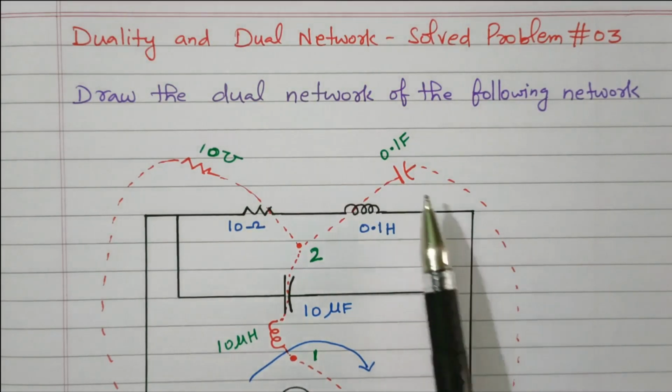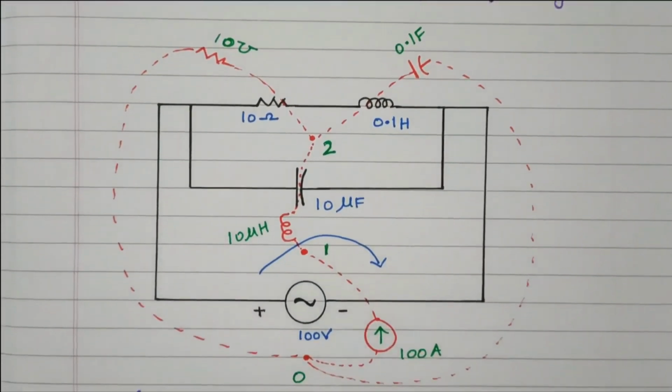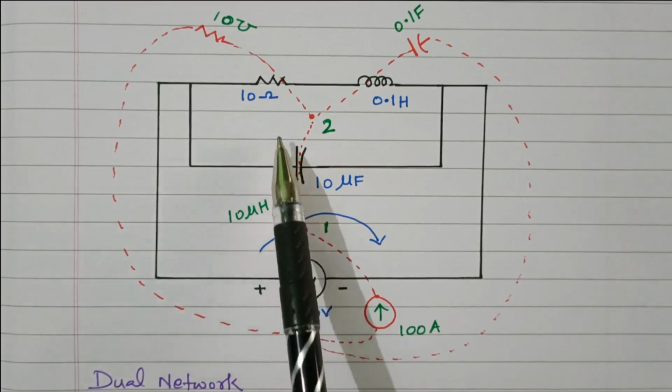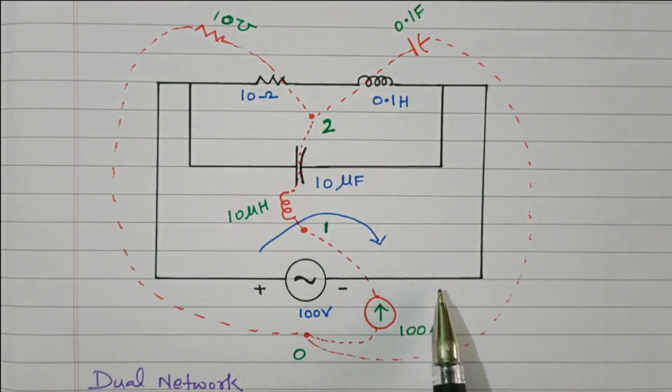Now we'll go to the topic. We need to draw the dual network for the network shown below. So this is the network given. Here a 100 volt voltage source is available. Capacitor, resistor and inductors are connected together. We need to draw the dual network for this given network.